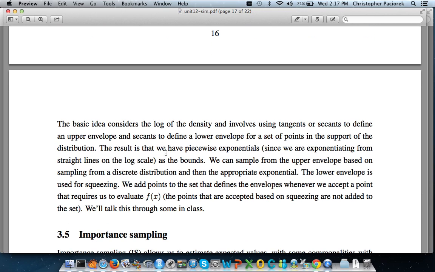Oh, and I should say the reason why having these piecewise linear terms as the upper bound is useful and makes it easy to draw from is that in any given segment, I just have a straight line. If I exponentiate, that means I have a piecewise exponential distribution. So each piece is its own little exponential distribution, and I can draw from those easily because I can just draw by an inverse CDF from an exponential distribution.